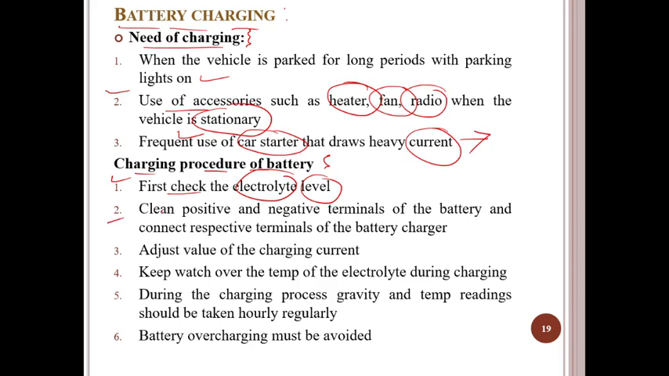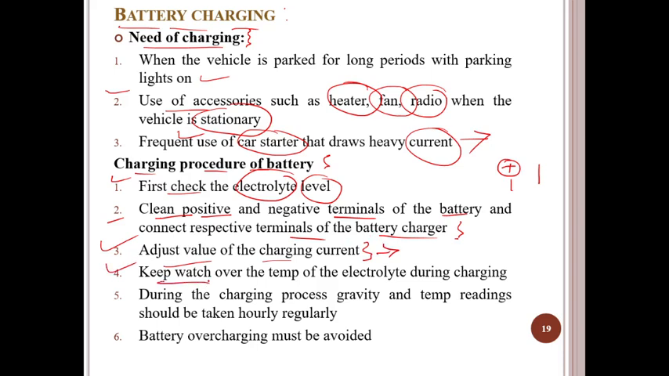Second, for charging the battery, clean the positive and negative terminals of the battery. Whatever carbon deposits are on the terminals, we have to clean properly to remove the carbon deposits and electrolyte from the positive and negative terminals, and connect them to the respective terminals of the battery charger. Then the third point is to adjust the value of the charging current, that is, how much current we have to supply for charging the battery. Every time we take observations and supply the current properly.